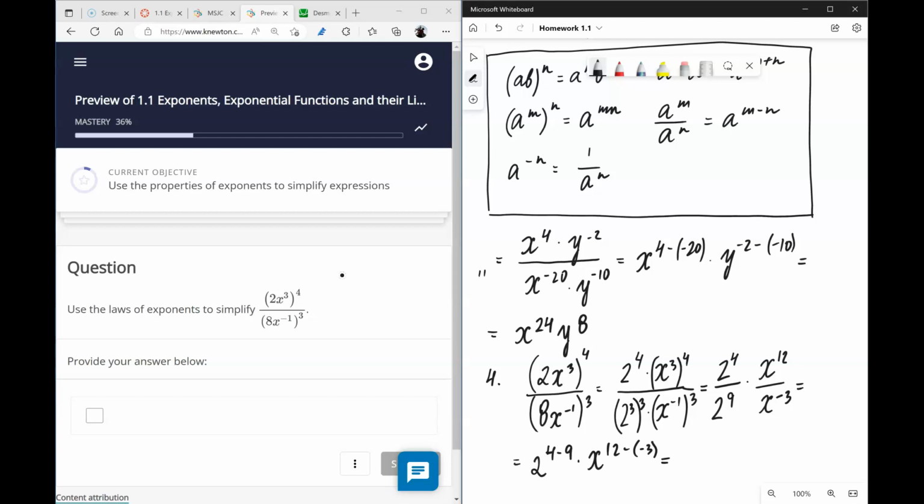A common mistake is students forget to put the negative over here, and they just subtract 3 from 12, which is a mistake. We have 2 to the power negative 5 times x to the power 15. And we can leave it like this, or we can interpret 2 to the negative 5 as 1 over 2 to the power 5, which is 32.